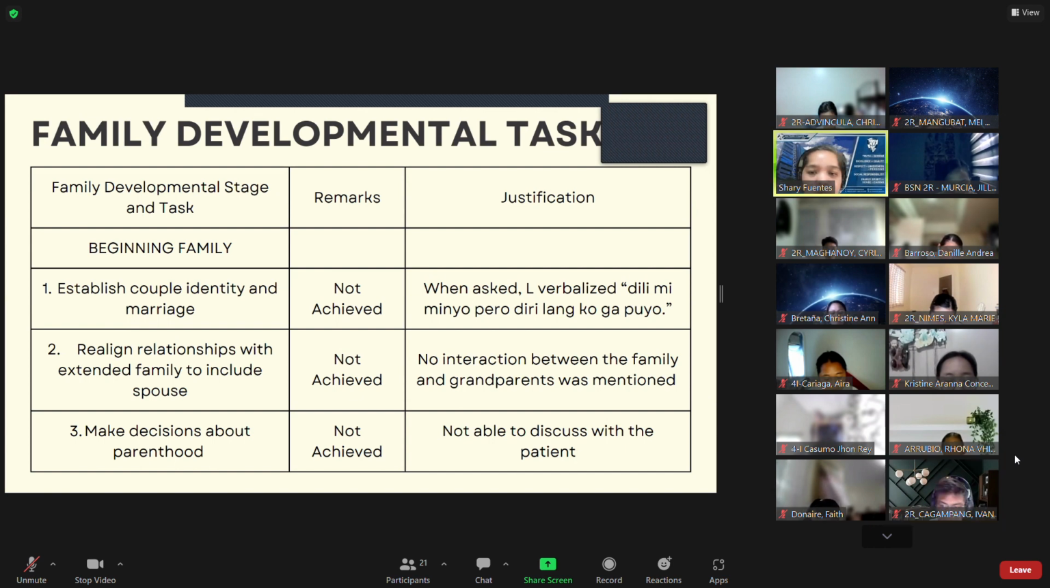Okay, we have been here. Establish couples identity and mutually satisfying marriage. So why are your remarks all not achieved?